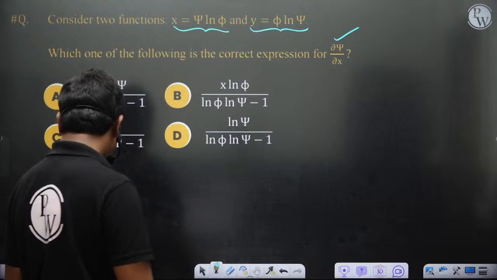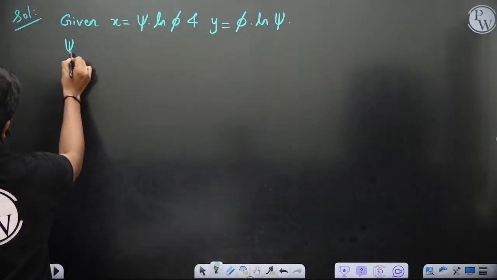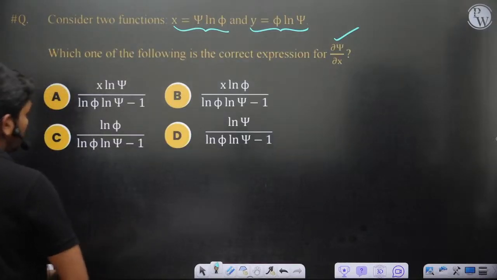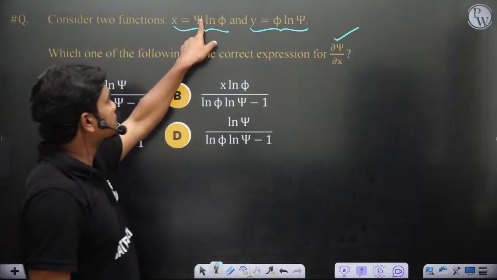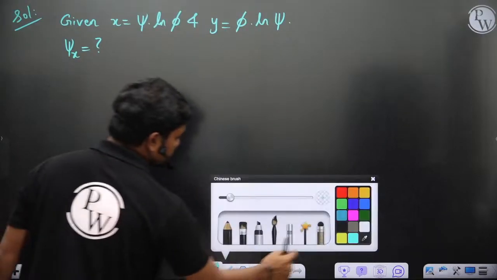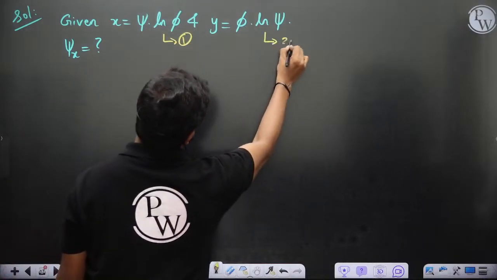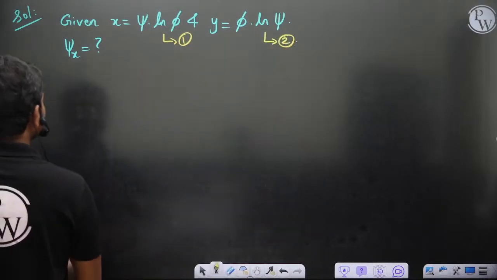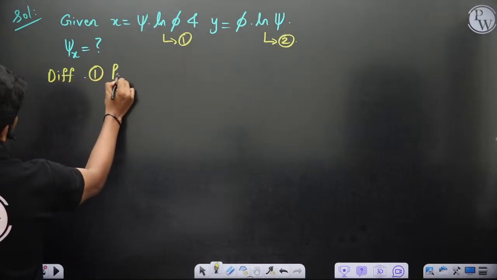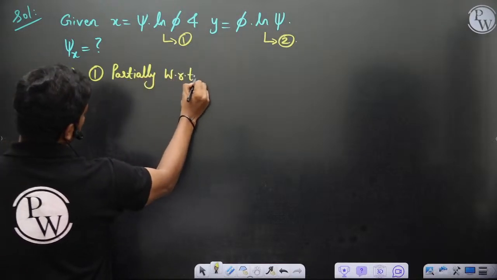So first of all, you want to calculate psi x. Okay, good. So your aim is to calculate this value, psi x, that is dou psi by dou x. But clearly this psi is connected with x and y as well. So first of all, if you want to get psi x, you call this equation 1 and you call this equation 2. Since you want dou psi by dou x, differentiate 1 partially with respect to x.